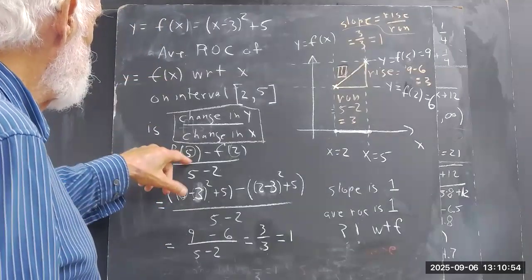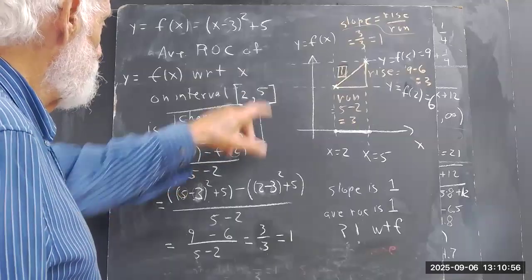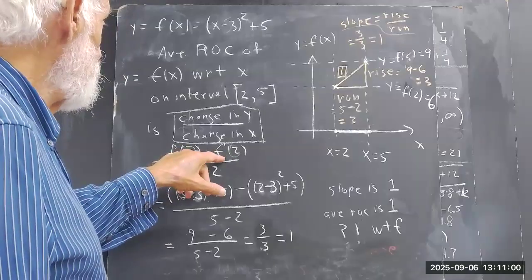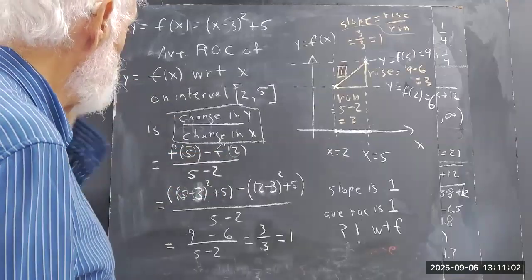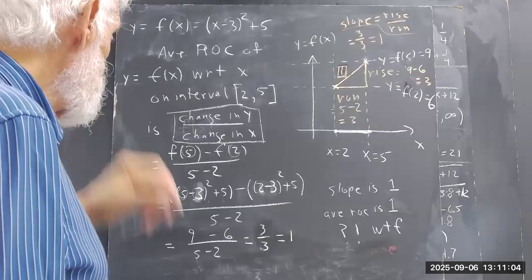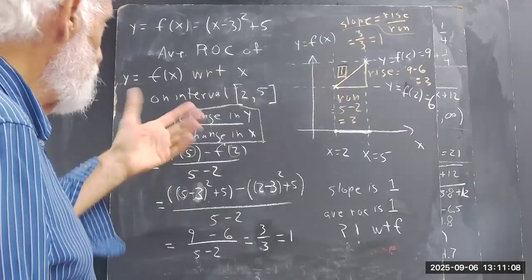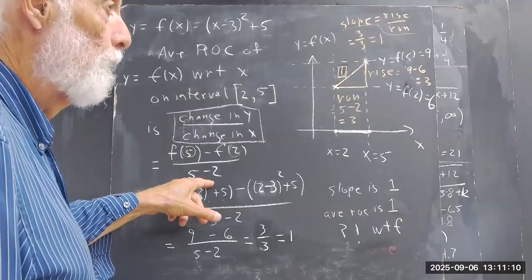Evaluate f of x at 5. Okay, evaluate it at 2. And you get the change in y, because y equals f of x. The change in x, where we're changing from 2 to 5, is 5 minus 2, which is 3.